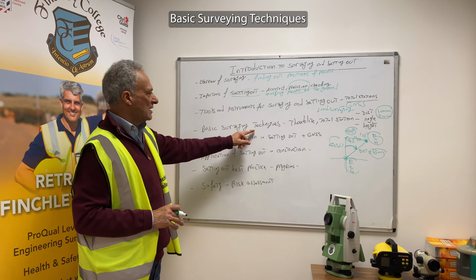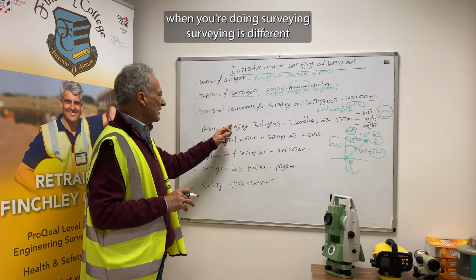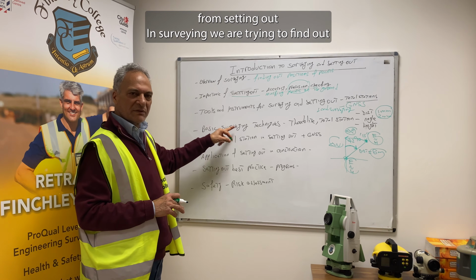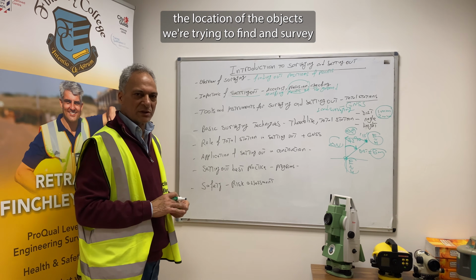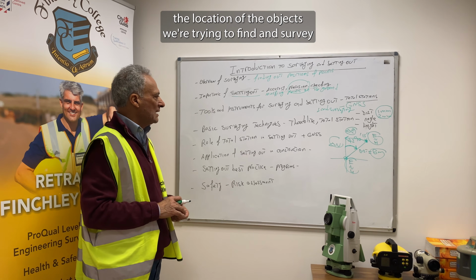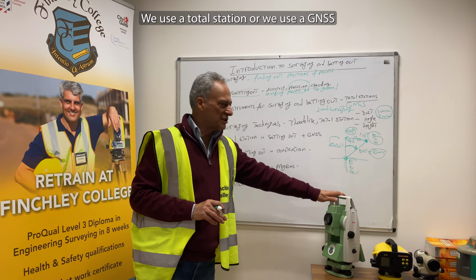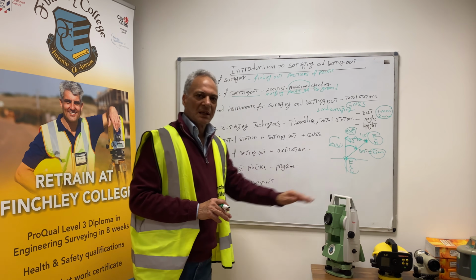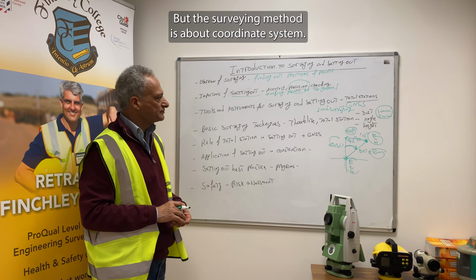Now, basic setting out surveying techniques. When you're doing surveying, it is different from setting out. In surveying, we are trying to find out the location of the objects we're trying to survey. And for that one, we use the same equipment. We use a total station or we use a GNSS. But the surveying method is about a coordinate system.